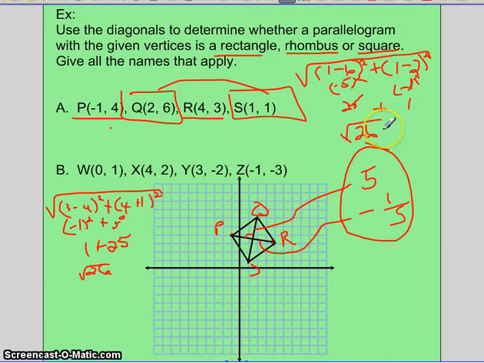So if the distances match up, it's going to make it a rectangle. If they're opposite reciprocals in slope, that's going to make it a rhombus. If it's both, then it's going to be a square. Okay. If only the slopes matched up or were opposite reciprocals, that would only make it a rhombus. If the diagonals came out to be different lengths, then it wouldn't be a rectangle and it wouldn't be a square. So it must be a rectangle, must be a rhombus before it's a square.